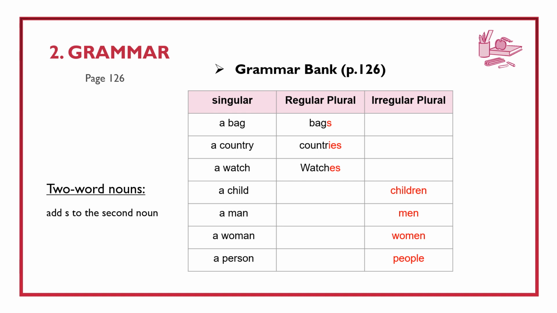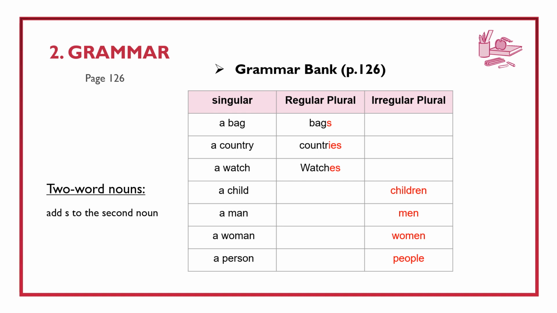And for a word like watch that ends in ch, sh, s, or x, we need to add es to the word. So both the spelling and also the pronunciation changes. So we say a watch, watches.